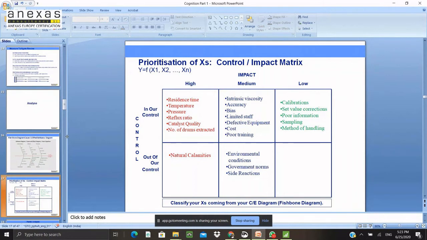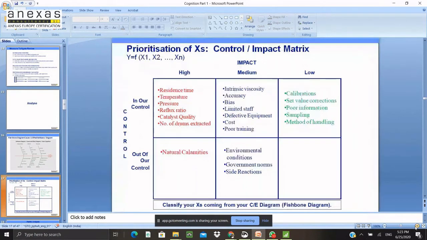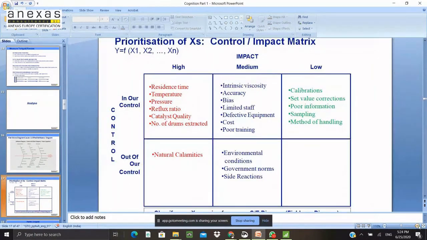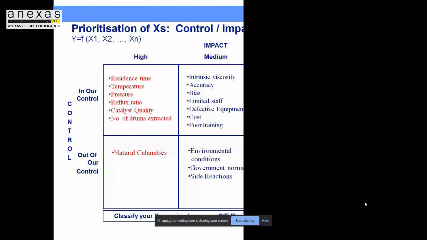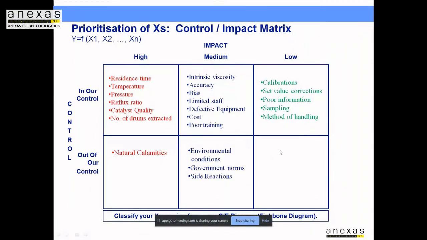I'm liking it. Control impact matrix. Can you make it a little bigger? There is a presenter screen. You can present it full screen also. The right side, present. That's brilliant. Okay, let me see that.